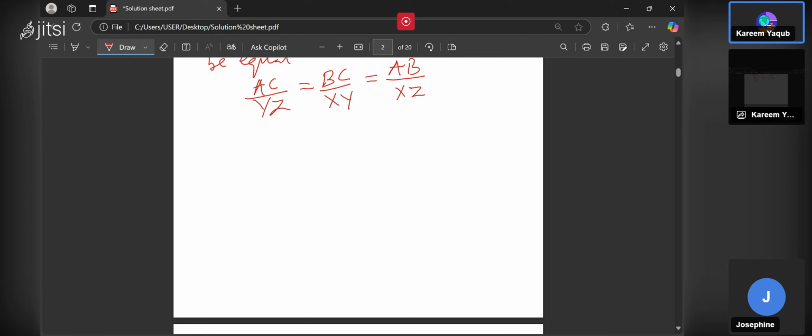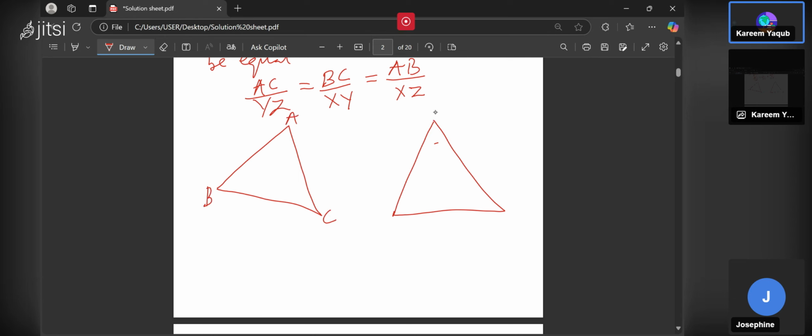I'm going to give you about three ways in which a question can be asked under this topic. The first one is what I'm going to start with now. I'll still make use of triangles. If you have this triangle, we have another triangle. This triangle is labeled A, B, C. Then let's say P, Q, R.